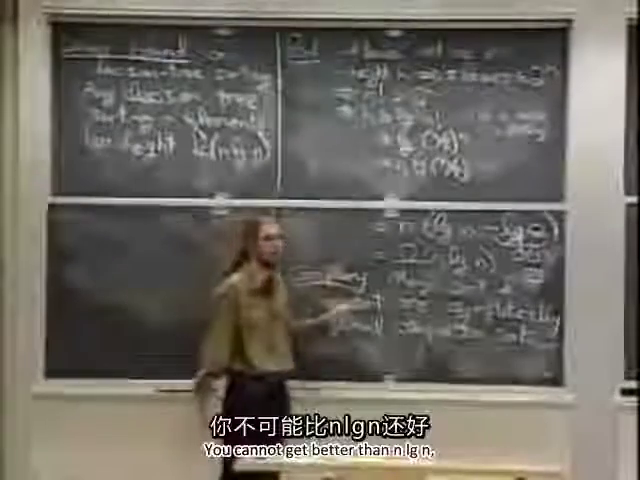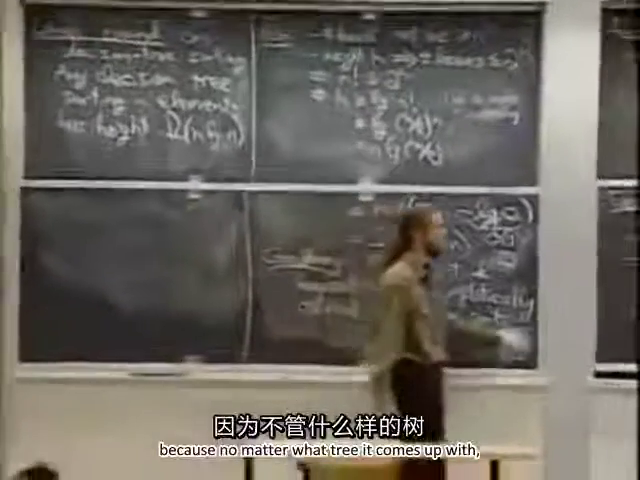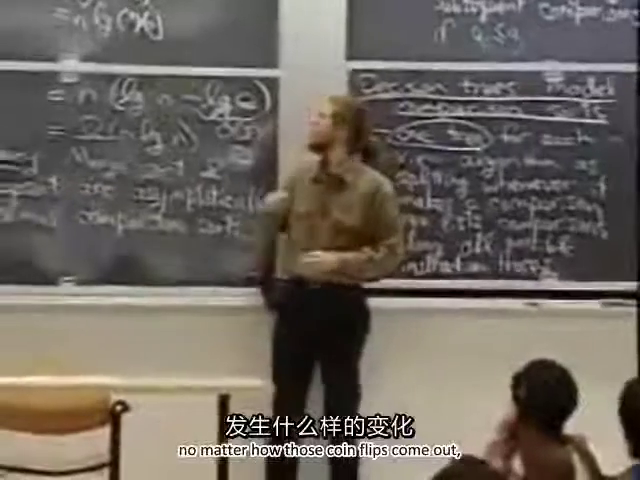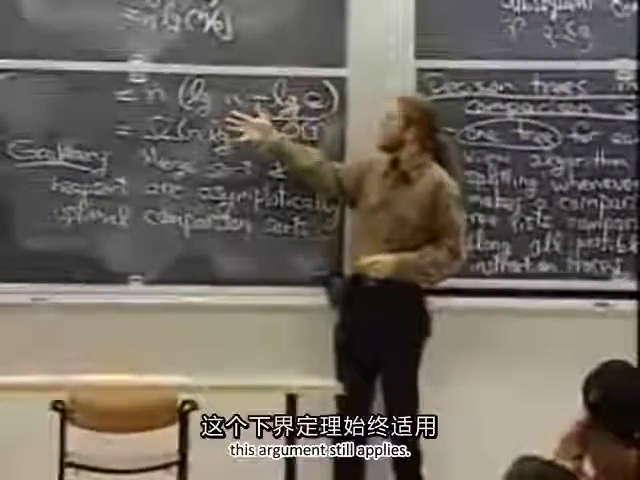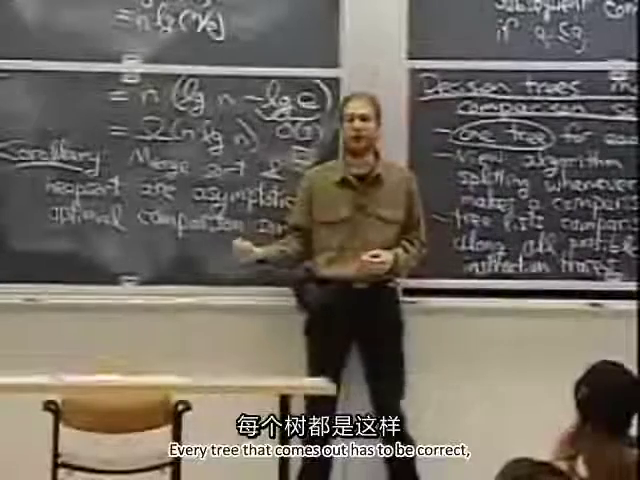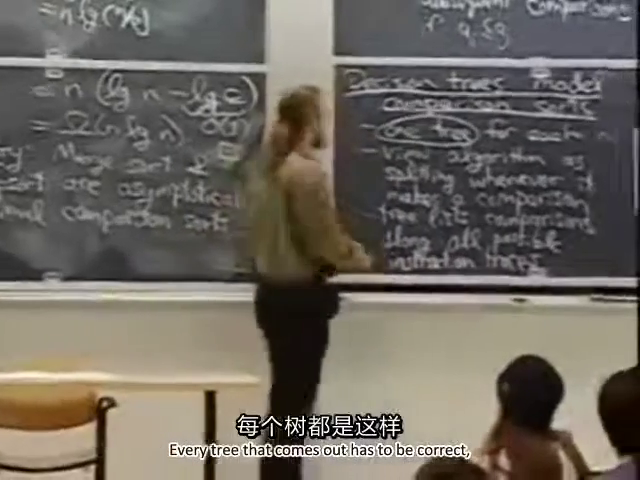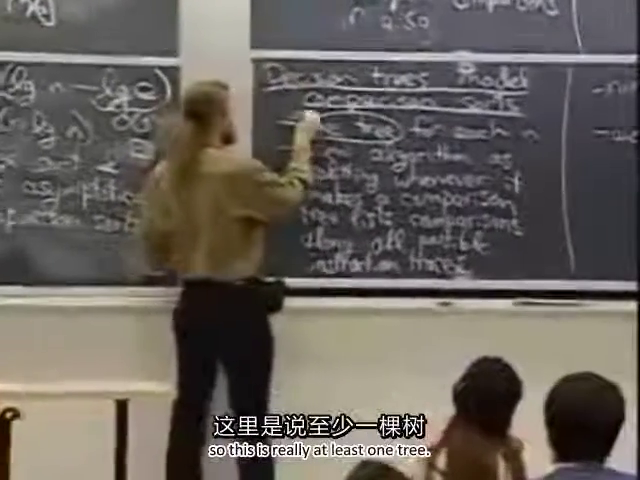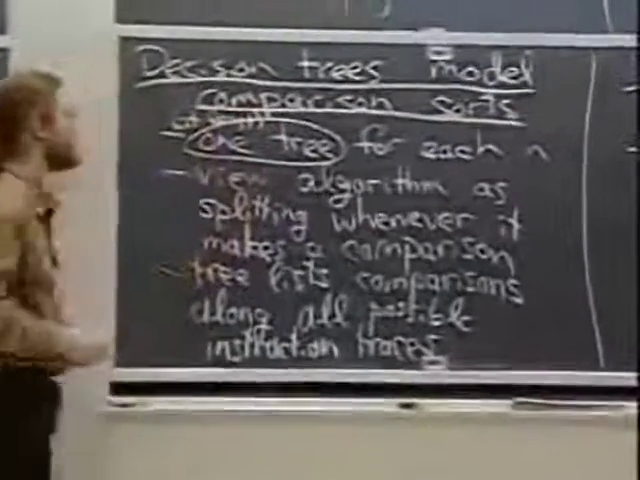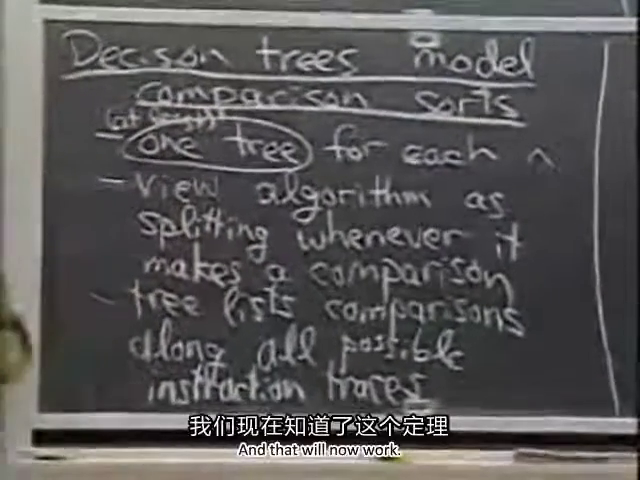You can't get better than n log n. Because no matter what tree it comes up with, no matter how those coin flips come out, this argument still applies. Every tree that comes out has to be correct. So this is really at least one tree. And that will now work.